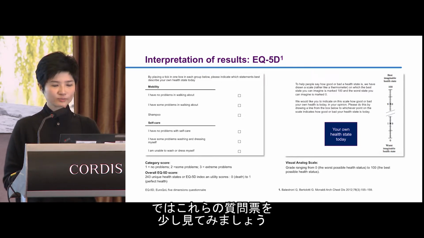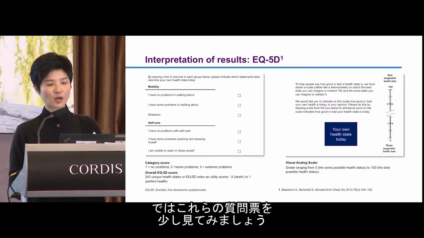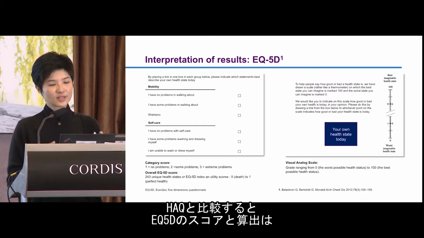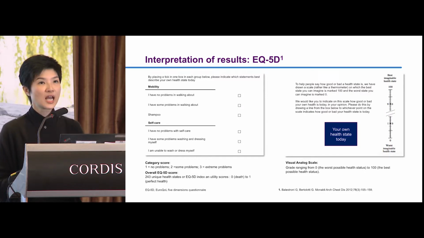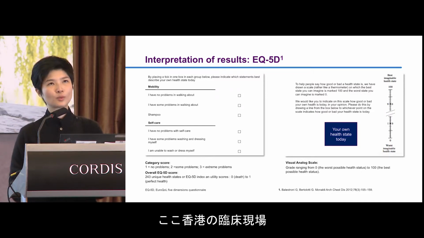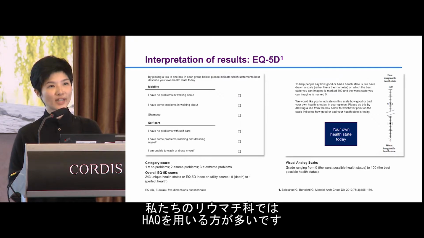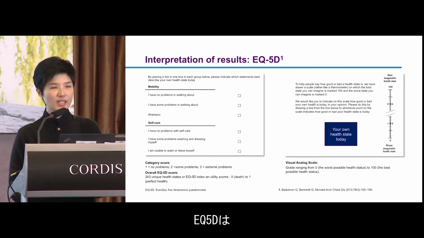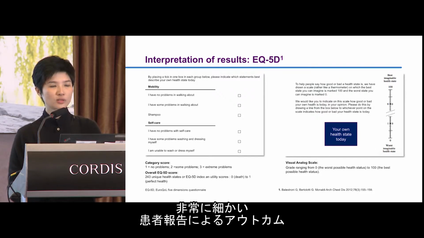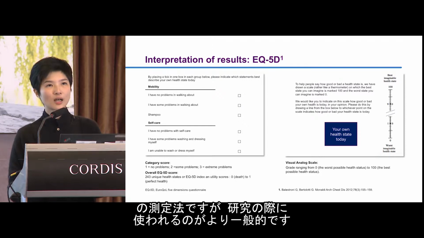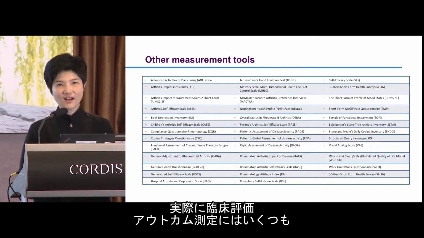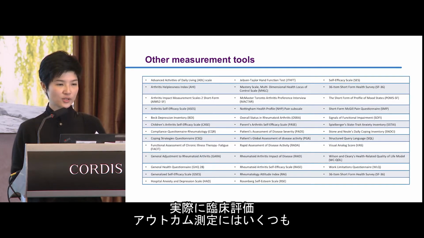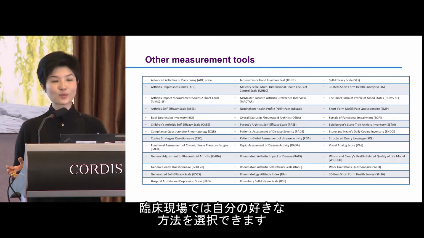I would like to share a bit about these questionnaires, because you can see that compared with the HAQ, the EQ-5D scoring and calculation is more complicated. In clinical practice in Hong Kong, we use the HAQ more commonly in our clinical units. The EQ-5D is still a very sensitive patient-reported outcome measure, but it is more commonly used for research. There are a number of clinical evaluations and outcome measures for you to choose from, so you can choose any that you like in your own practice.